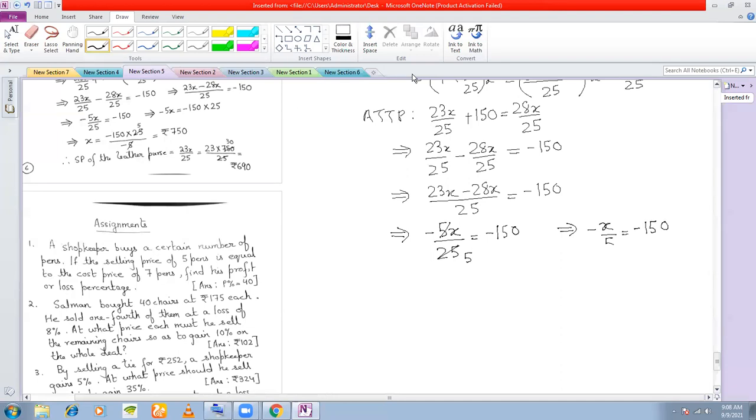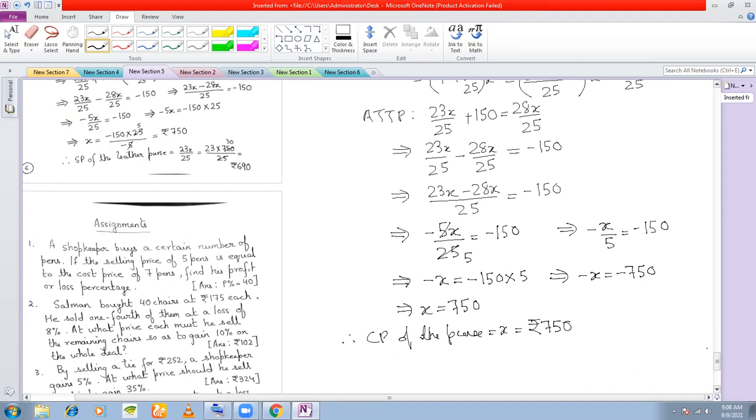Now you cross multiply. Minus x is equal to minus 150 into 5. That means minus x is equal to minus 750, that means x is equal to 750. Therefore, what is the cost price of the purse? x is equal to rupees 750.